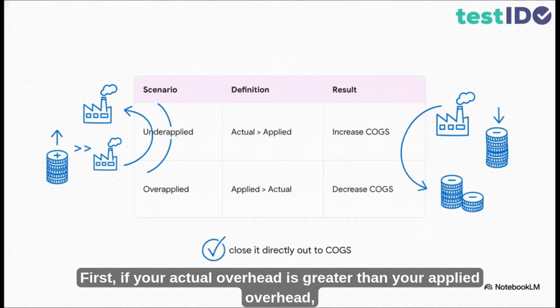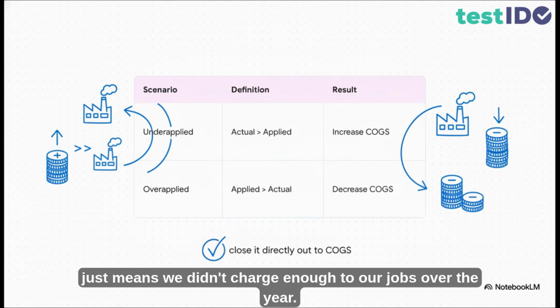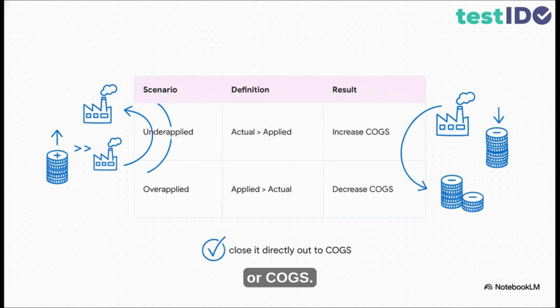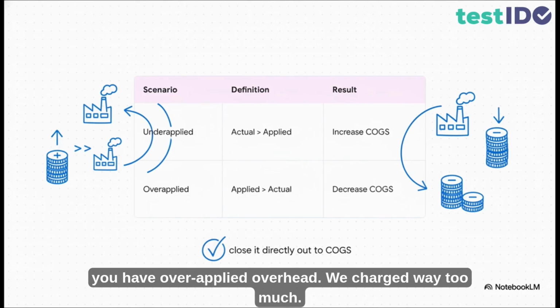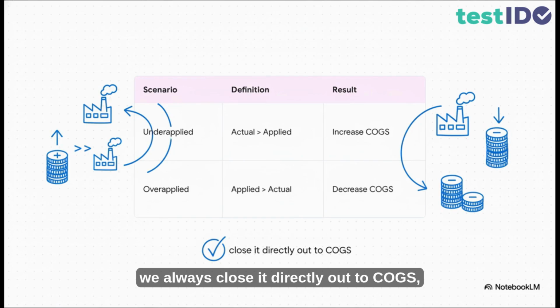First, if your actual overhead is greater than your applied overhead, you have under-applied overhead. That just means we didn't charge enough to our jobs over the year. To fix it, we have to increase our cost of goods sold, or COGS. Conversely, if your applied overhead is greater than your actual overhead, you have over-applied overhead. We charged way too much. So to fix the variance, we have to decrease COGS. Remember, on the CMA exam, if the variance is relatively small in a material, we always close it directly out to COGS, exactly like this matrix shows.